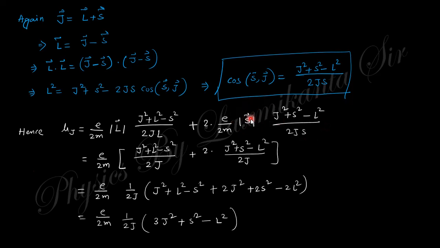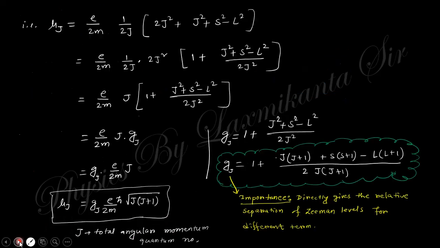This is the magnitude of the spin, sorry, spin, not quantum number. These cancel out here. So if you take 1 by 2J as common, you get this J squared and 2J squared is 3J squared. This L squared cancels out, and this can be written as 2J squared plus J squared. Taking 2J squared common, finally you get this, and this we take as g_J, where g_J equals 1 plus J squared plus S squared minus L squared by 2J squared.